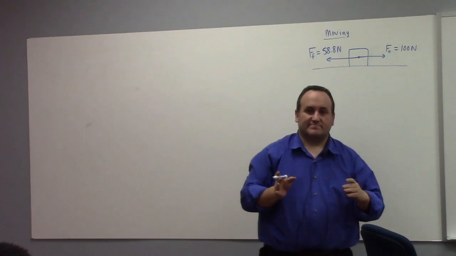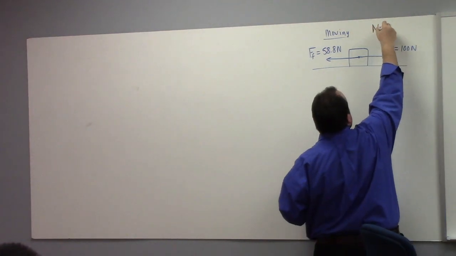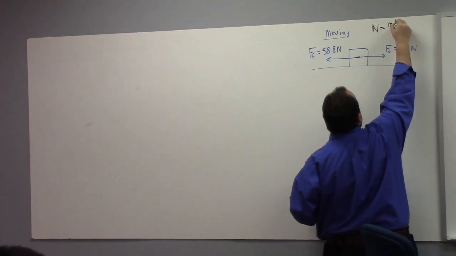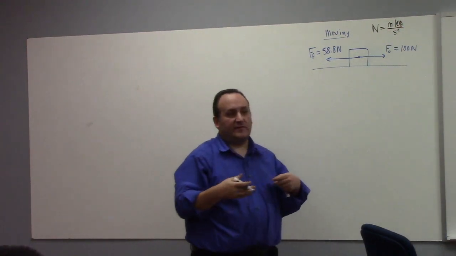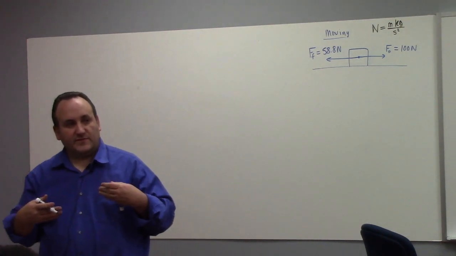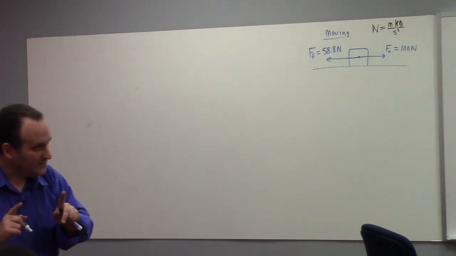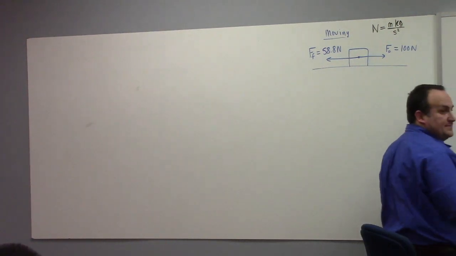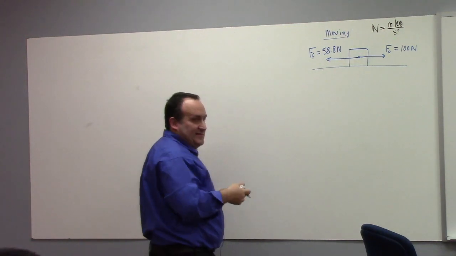By the way, my apologies for the notation here. It's not ideal, because here N is a meter kilogram per second squared: mass times acceleration, where acceleration is meters per second squared and mass is kilograms. So a newton is a meter kilogram per second squared. Not to be confused with the normal force.